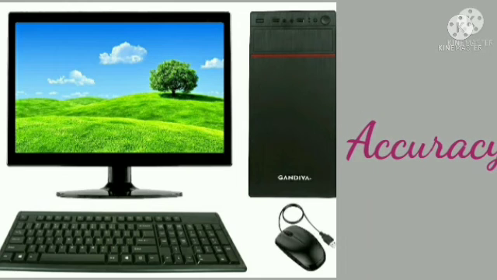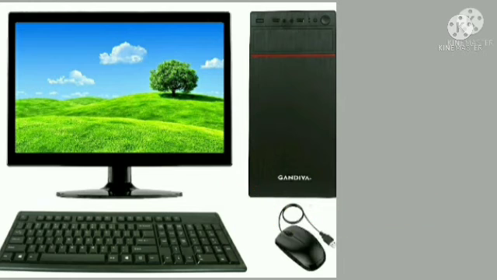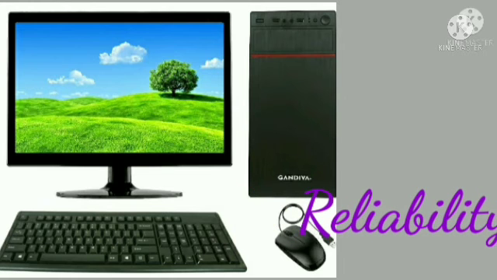Then accuracy. A computer is an accurate machine. It can do calculations without making any mistake. Then versatility. A computer can perform various types of jobs at the same time with the same speed and accuracy. Then reliability. The speed and accuracy levels of a computer remain the same even after it works for many hours. It is one of the most reliable machines today.